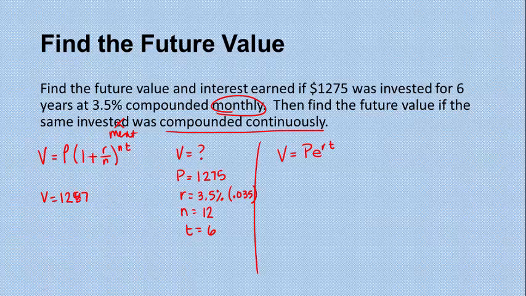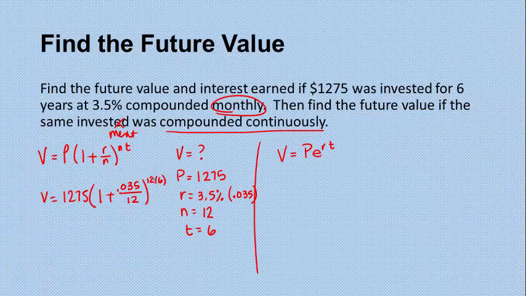I just wrote that backwards. Let me erase it. So I have 1275 parentheses 1 plus 0.035 over 12 to the 12 times 6. The reason we multiply the 12 times 6 is we're actually looking at how many actual times did you get this money deposited in your account, the interest. And it's not just 6 times because it's 6 years, but it's 12 times each year. So that's where this exponent comes from.